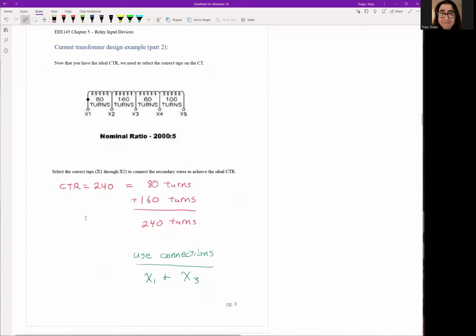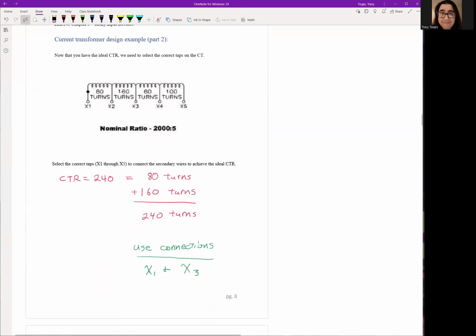Now, we have a 200 to 5 CT. Let's go ahead and look at the CT we bought. So let's say our utility only buys these CTs. We have like 50 of them. So I need you to make a 1200 to 5 ratio out of this 200 to 5 CT. Well, our CT ratio is going to be 240. So we've got to ask ourselves, well, what turns ratios that are side by side will eventually equal 240? Well, we have 80 in the first one and then 160 in the second. So we add both of those together, we have a 240 to 1 turns ratio, which is equivalent to our 1200 to 5.